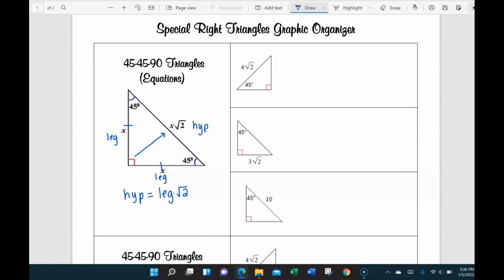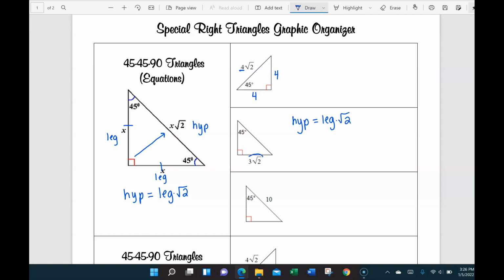And if we look at this first example, we have 4 root 2, which is the hypotenuse. And so this number out front is actually the leg. So we can go ahead and put our 4s there. But on this next problem, our leg isn't a whole number, it's a coefficient with a radical. And so for some of us, that could be a little overwhelming. And so that is where we can use this equation where the hypotenuse equals the leg times root 2. We can use that to our advantage.